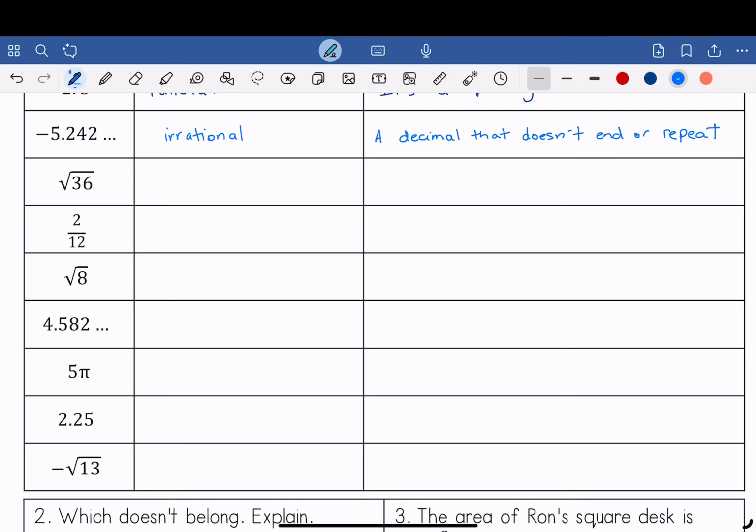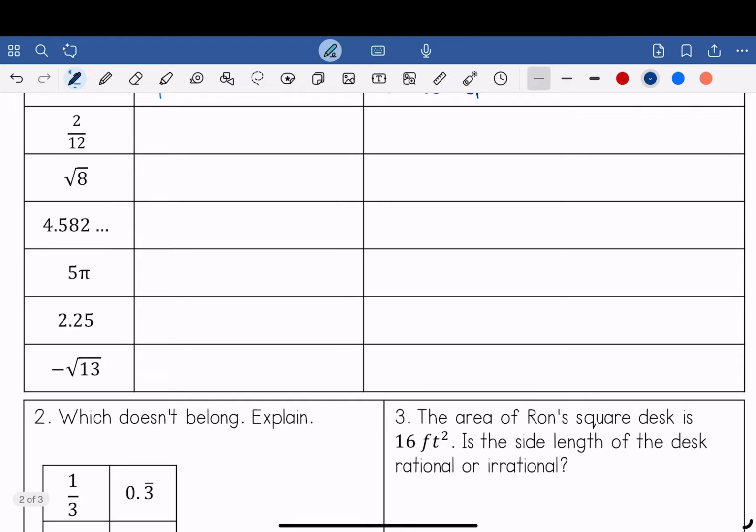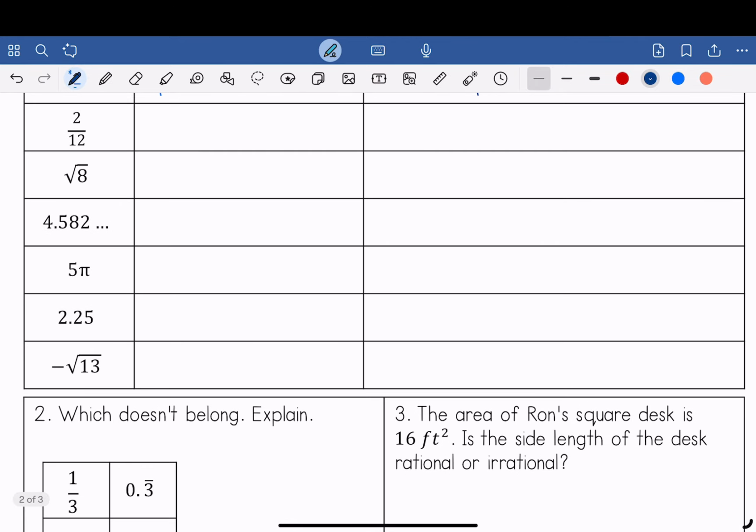Okay, the square root of 36 is 6, which is a whole number, and 6 can be represented as a ratio, 6 over 1. Therefore, it's a rational number. Okay, let's look at the next number, 2 over 12. Yes, you can further simplify the fraction, but just because it is a fraction, it is a rational number.